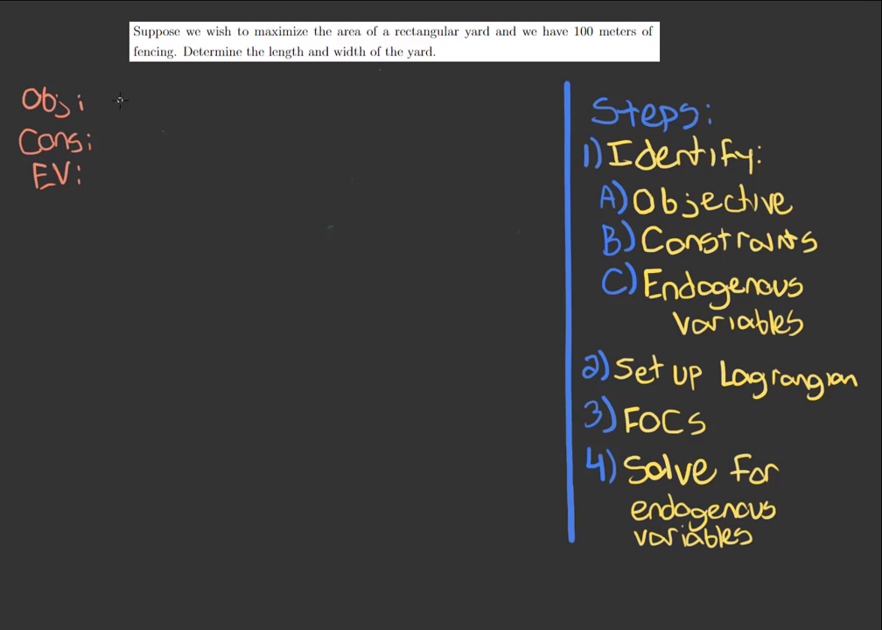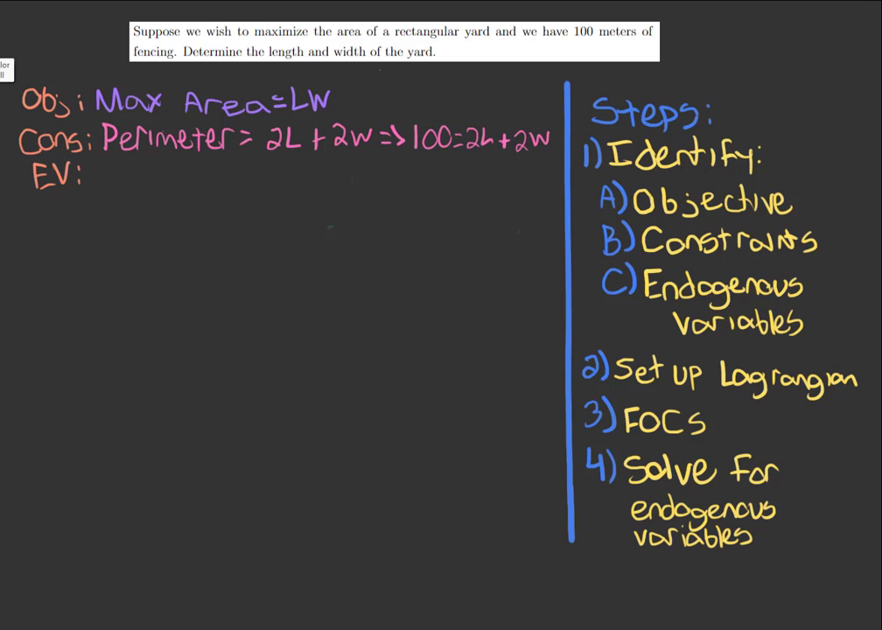So our objective is to maximize the area, and since we know that we're dealing with a rectangular yard, the area will be equal to length times width. Now, the one constraint that we have to abide by is that we have 100 meters of fencing to deal with. Whenever you see a problem involving a shape and fencing, the fencing is going to correspond to the perimeter of that shape. And we know that the perimeter of a rectangle is equal to 2 times the length plus 2 times the width. So this implies that the constraint will be 100 is equal to 2L plus 2W.